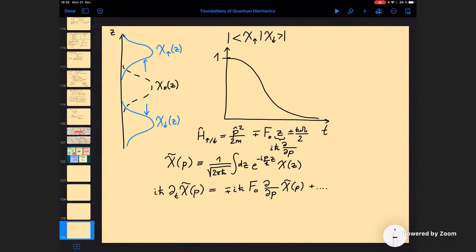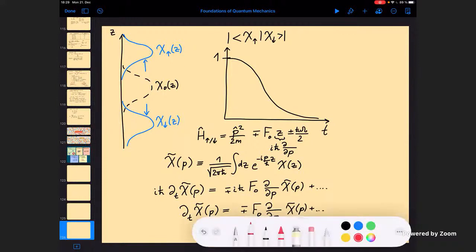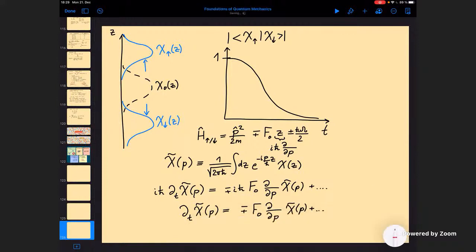So if I delete the i h bar, I get this kind of expression. And so this is very interesting. That's why I wanted to derive it. What you see here is the following. The time derivative equals the momentum derivative times something. So what does this mean? This means you will get a constant shift in momentum space according to what's written down here. It's like a drift in momentum space. And classically speaking, it's like the time derivative of P would be what sits in front. So minus or plus the force.